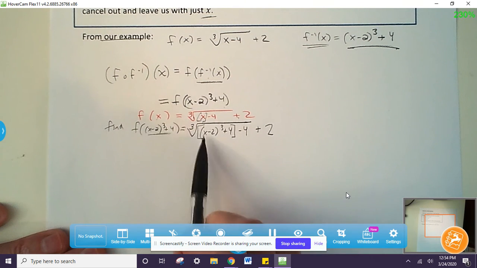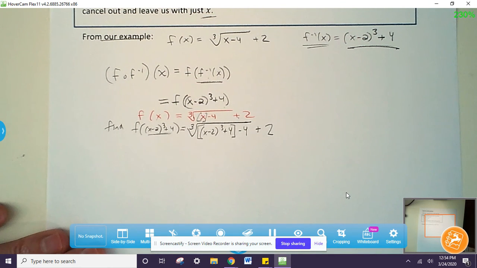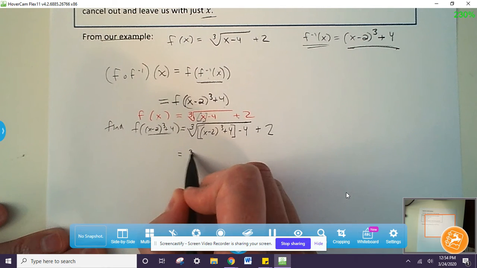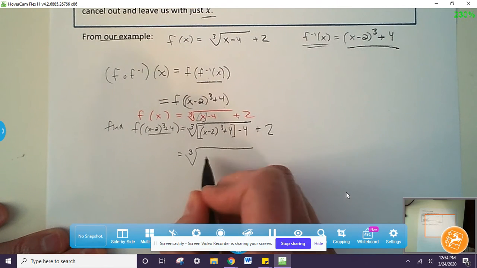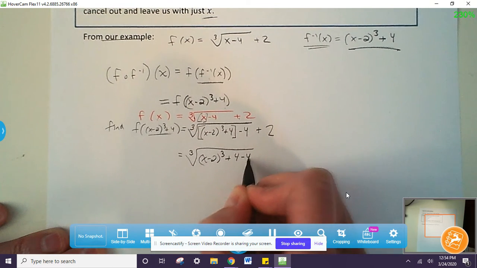We've replaced X with this entire expression. Our next job is to simplify. And when you do this, I'm going to ask you to show all your steps, because what we're going to have to make sure of is that you are doing your algebra in the correct order. You want to make sure you're following order of operations.